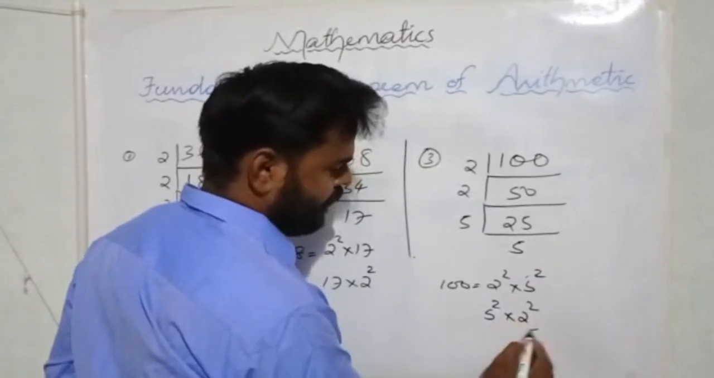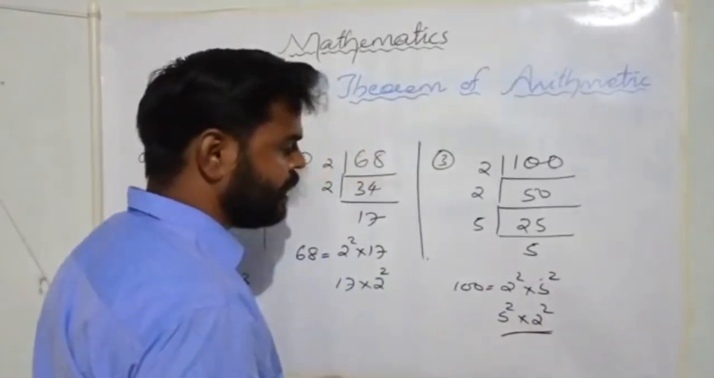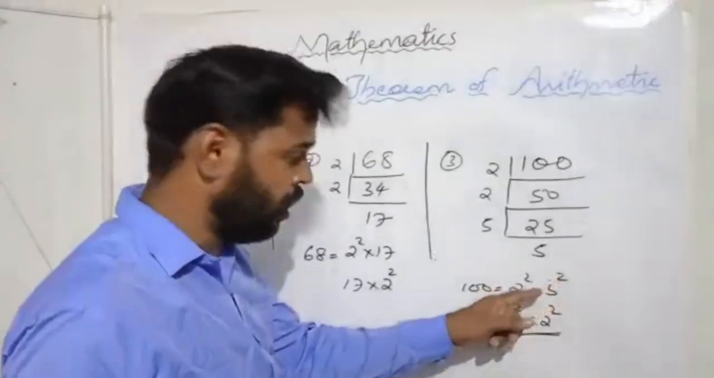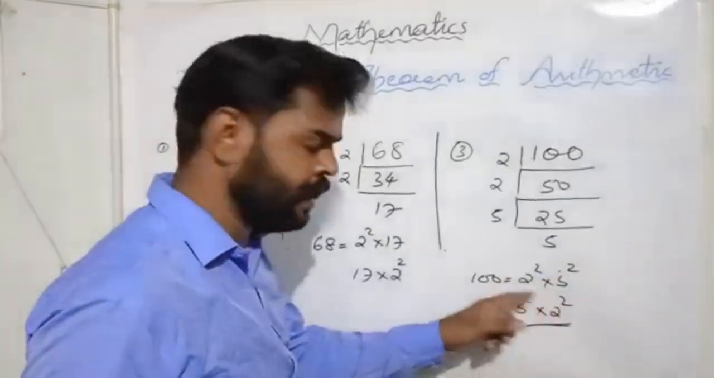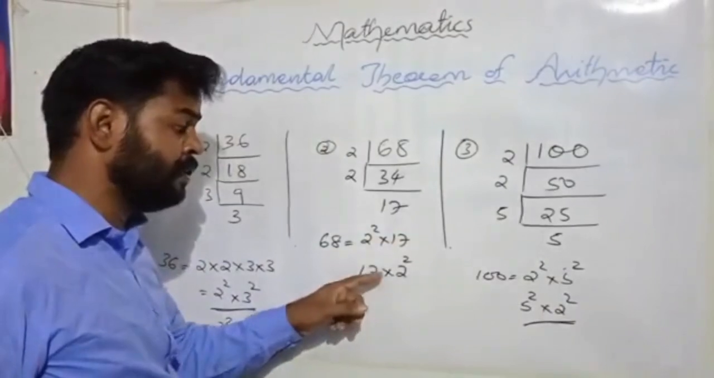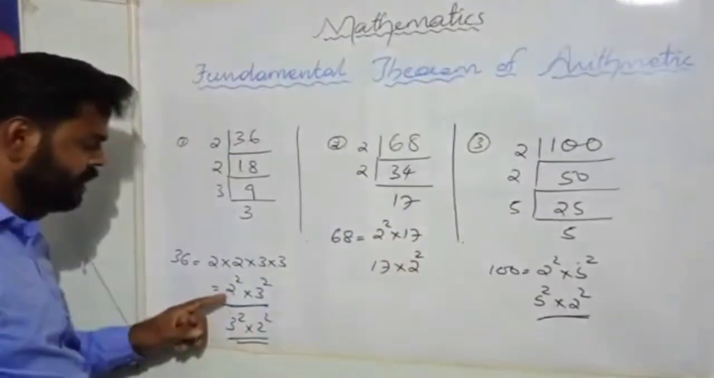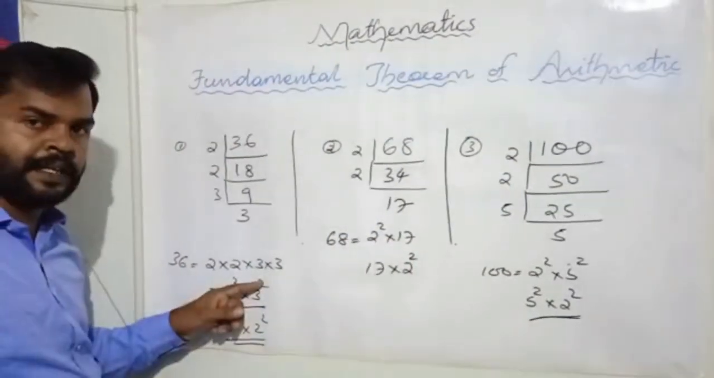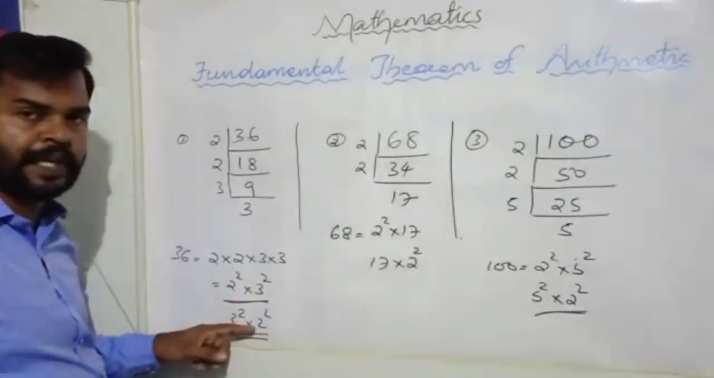Why have I written 2 square into 5 square or 5 square into 2 square? Here also 2 square into 17, I have written here 17 into 2 square. Here 2 square into 3 square, here I have written 3 square into 2 square.